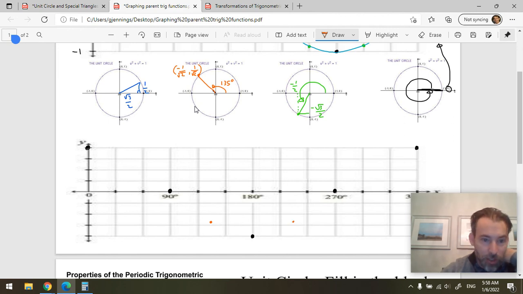And the positive ones we get at 45 and 315.